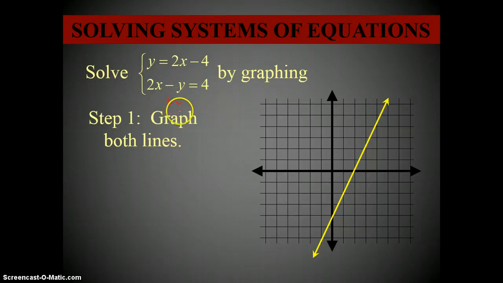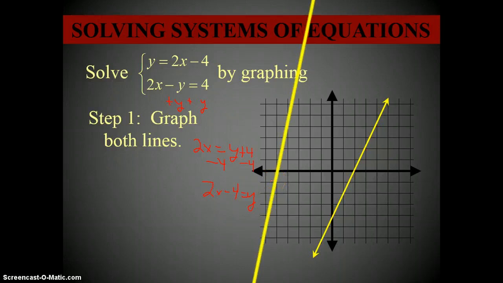So adding y to both sides gives me 2x equals y plus 4. I'm going to subtract 4 from both sides, and I get 2x minus 4 equals y. And if that doesn't set off an alarm bell in your head, hopefully you see it. It is the same line. You could plot it, or hopefully you see right away. And I'm going to graph that same line.